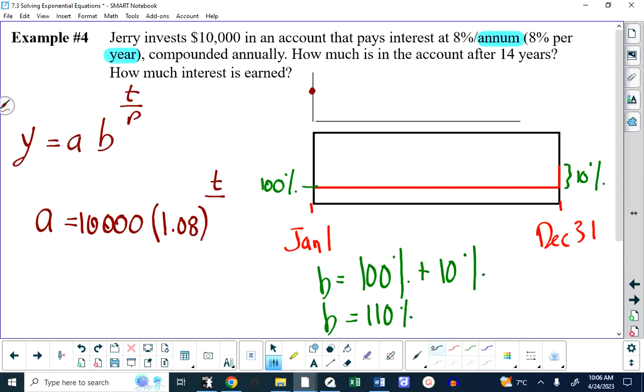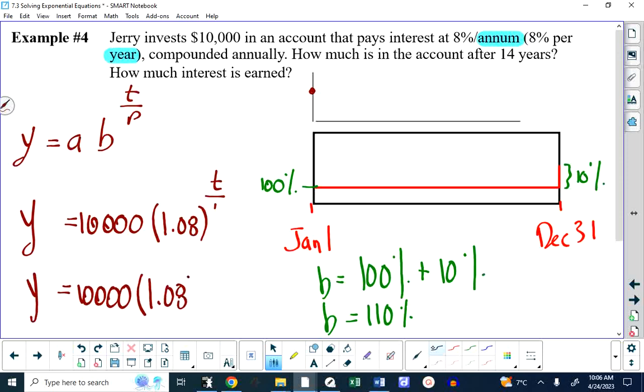What is P? P is the length of time it takes before the money gets multiplied by something. It's 1 year because it's annually. So this is our equation. And I don't know why I wrote A there. I should have written Y. So this is our equation. Y equals 10,000 times 1.08 raised to the T.